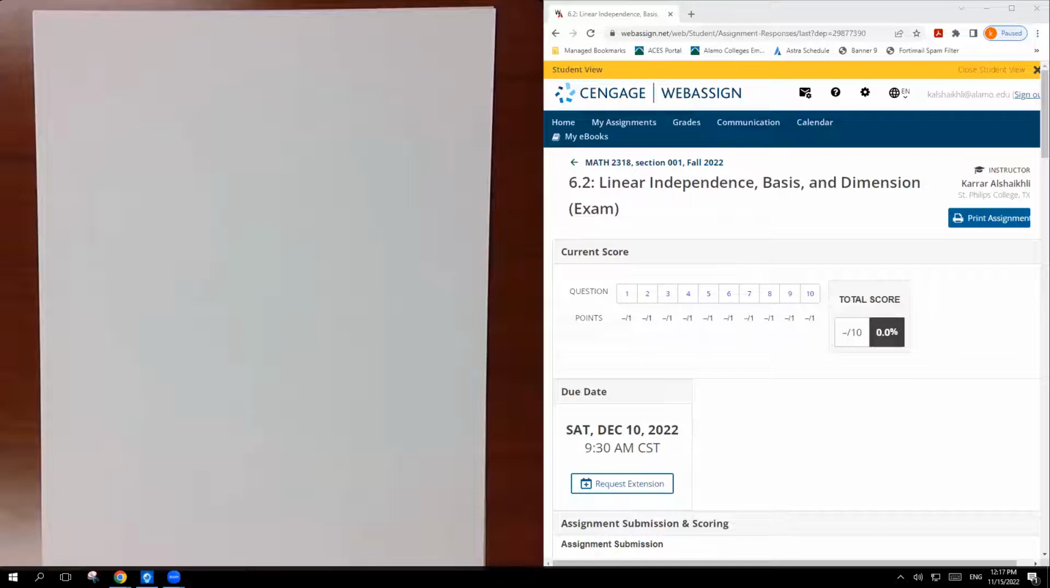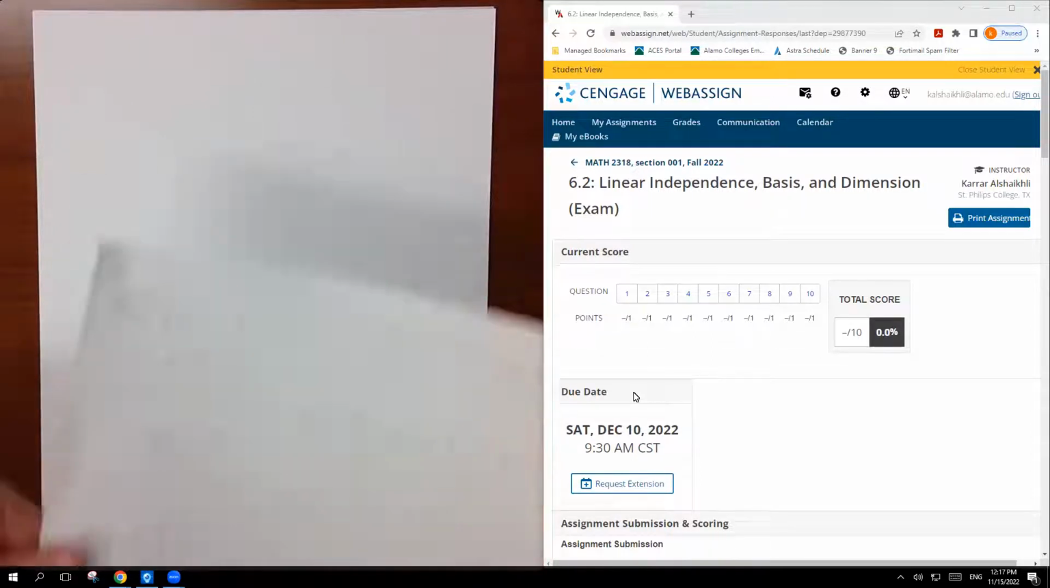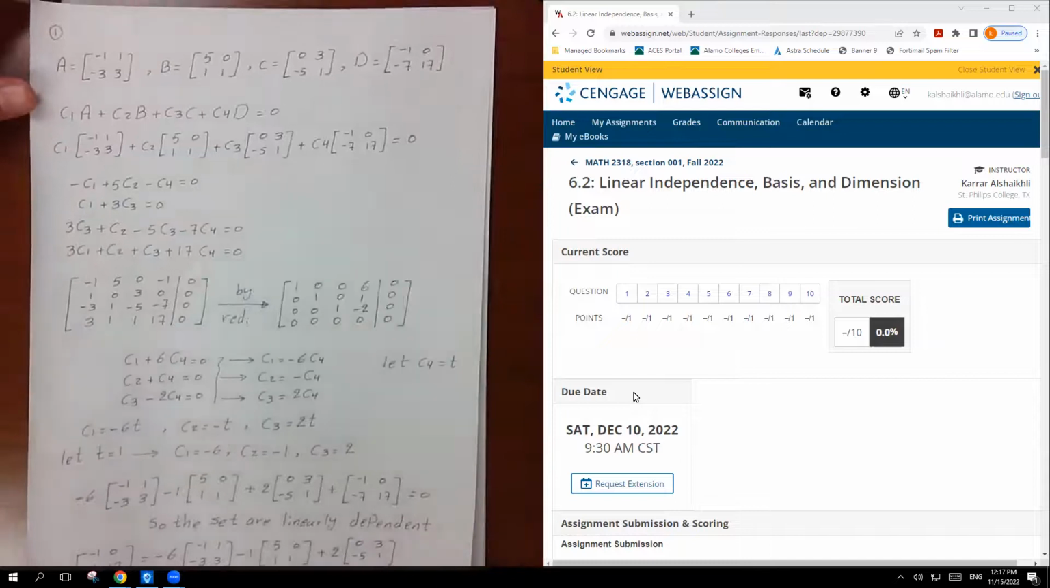Section 6.2 Linear Independence, Basis and Dimension. We already know a little bit about everything of these. I'm just going to add more theorems. So let's start with the first example, and you will see what they're going to tell you.